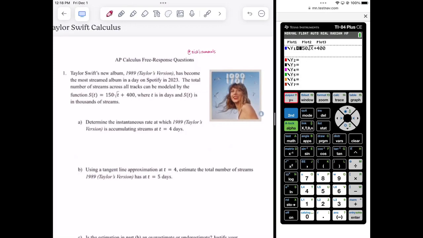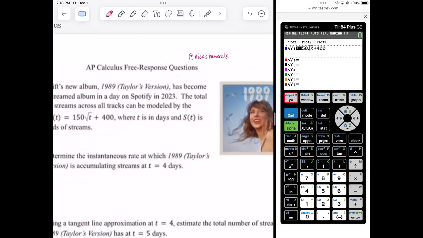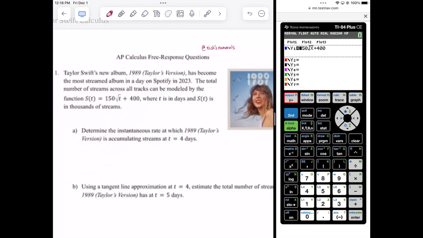Anyway, the total number of streams across all tracks can be modeled by the function S of t equals 150 square root of t plus 400, where t is in days since it was released, and S of t is in thousands of streams, which we agreed we could probably adjust to millions of streams right now. We'll work it in the respect of Nick's Numerals. He put it at thousands of streams.